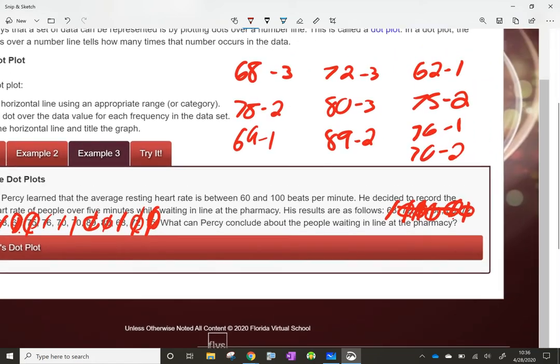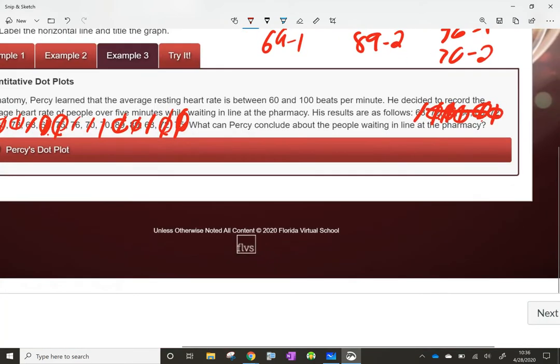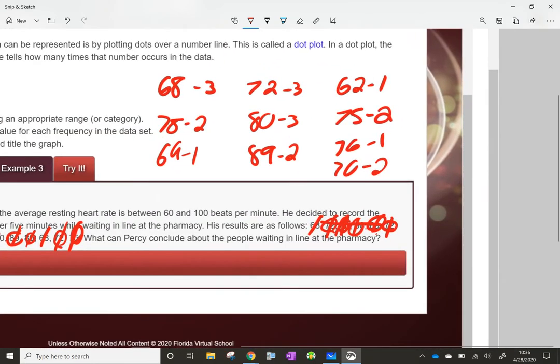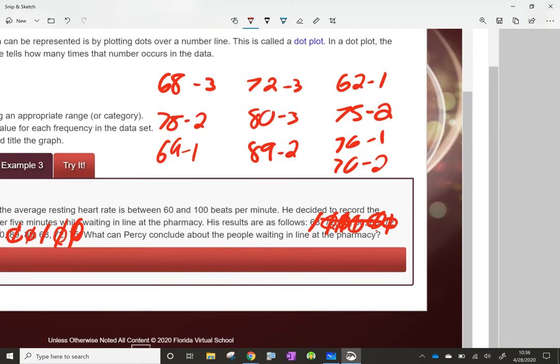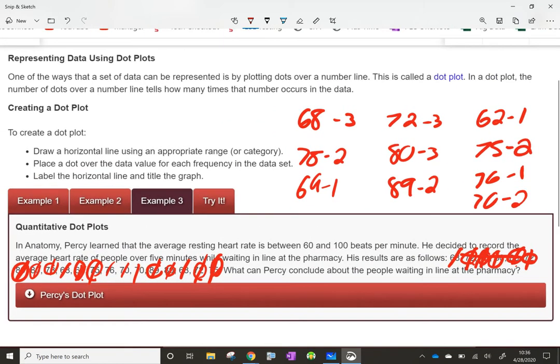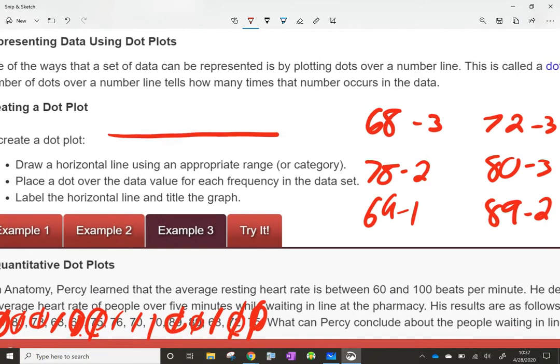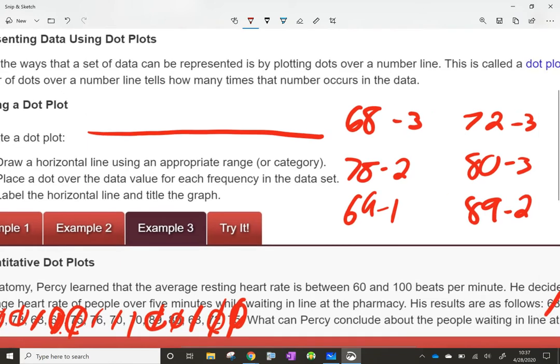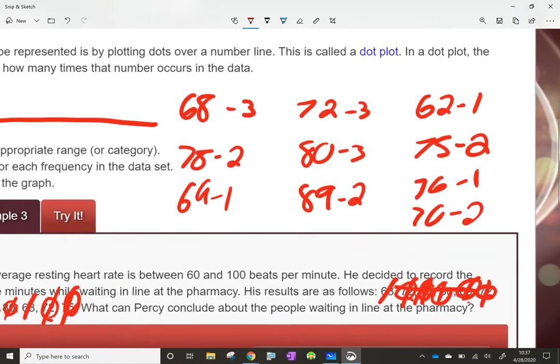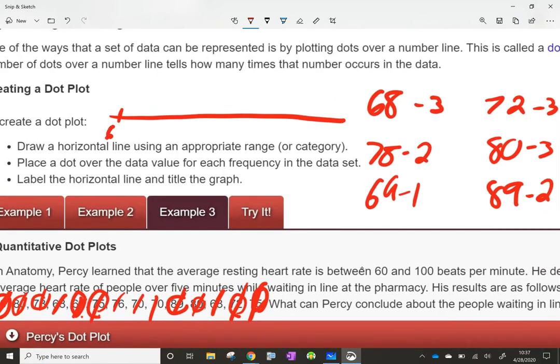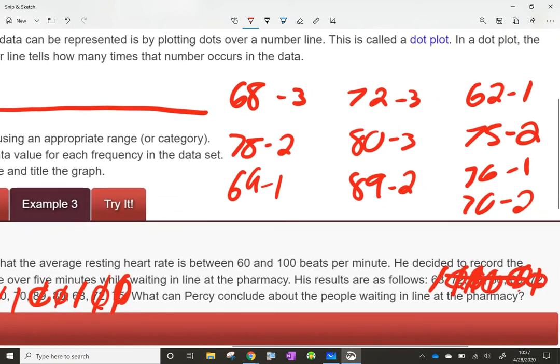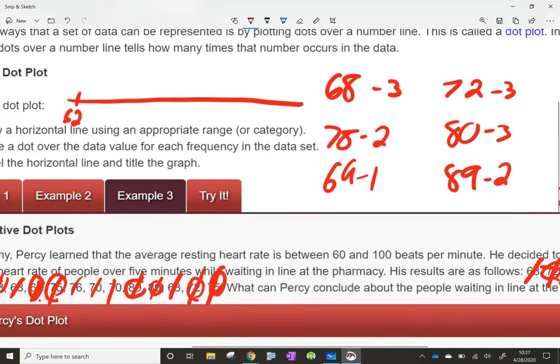All right, so when you make a dot plot, let's see, how can I do this? Do I have room for this somewhere? I'll just make it kind of small. But you would make your number line. We'd have our number line. And then let's put these in order. So let's start at 62. See, 62, 68, 69.